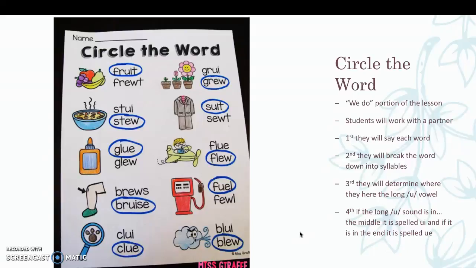So the first step that the students must implement is they will say each word. The second step is they will break down the word into syllables. Third step is they will determine where they hear the long U vowel. And the fourth step is if the long U vowel sound is in the middle, then it is spelled UI. And if it's at the end, then it's spelled UE.